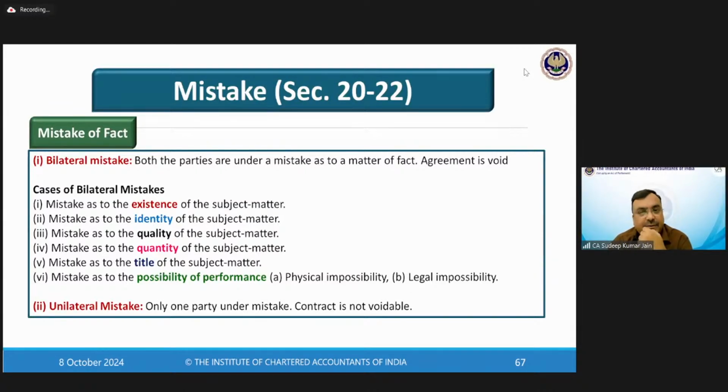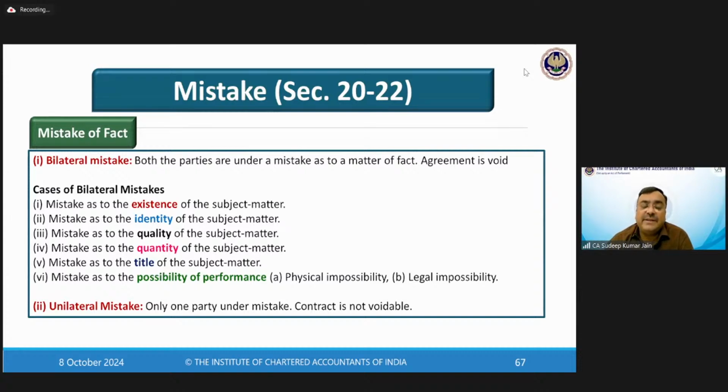A and B are entering into a contract in which A will let out a flat to B. Agreement is going to be signed. But at the time of signing the agreement, both parties A and B were unaware that the building was demolished. Now both parties are under mistake. Neither A knew nor B knew. In this case, contract is void.